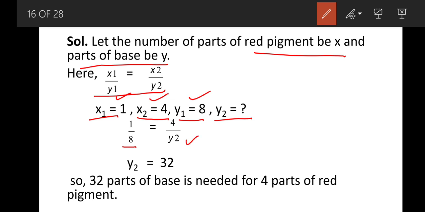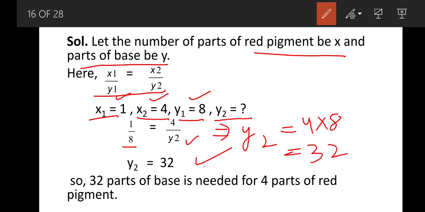So we need to find y2 from this. You will be able to solve this equation and get this answer. After this, what will be the value of y2? y2 will be equal to 4 into 8, that is 32. This is what I have written over here. So 32 parts of base is needed for 4 parts of red pigment. This is the first blank answer.